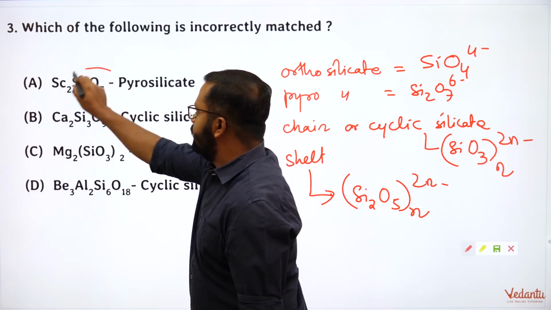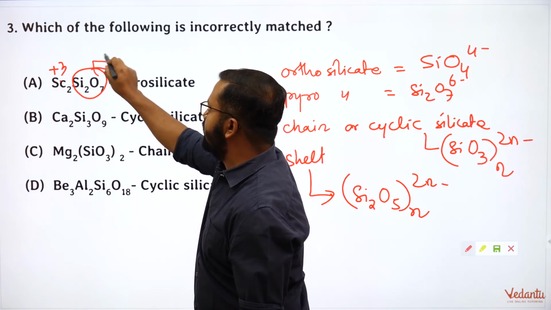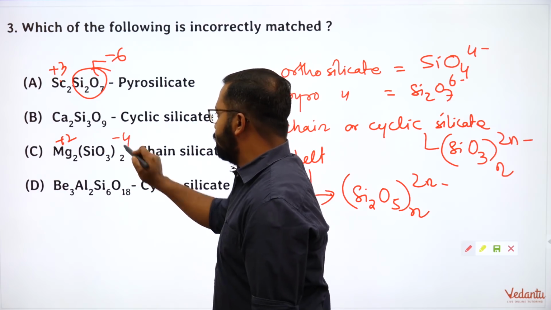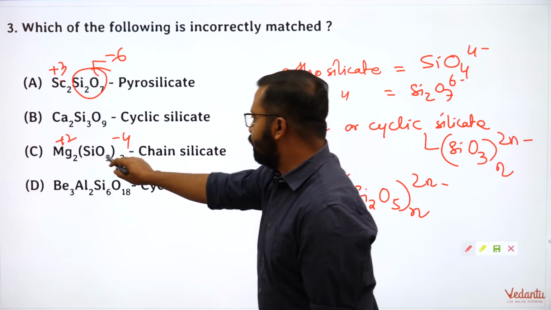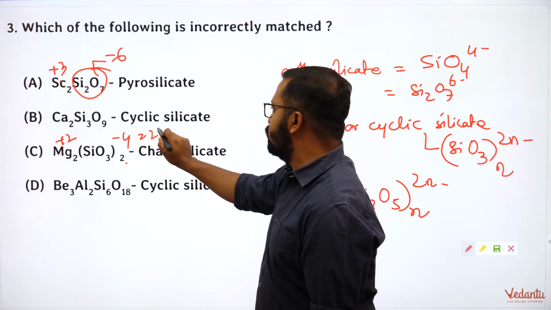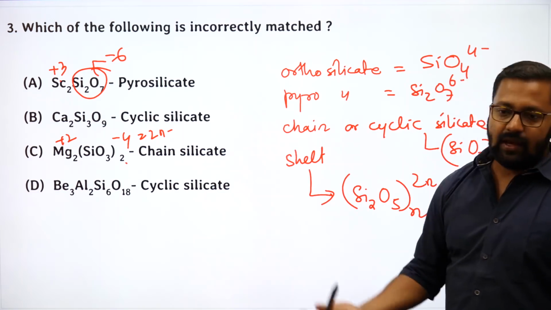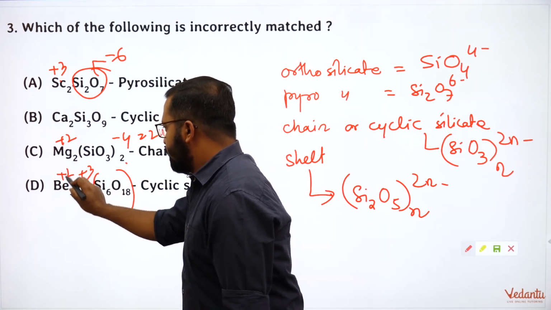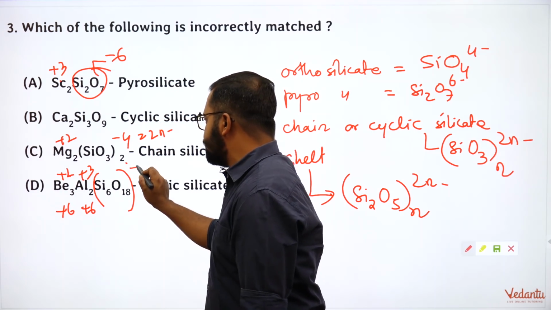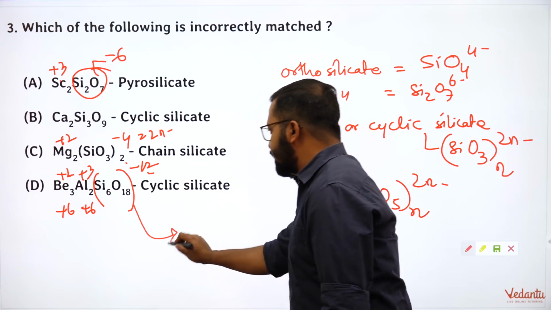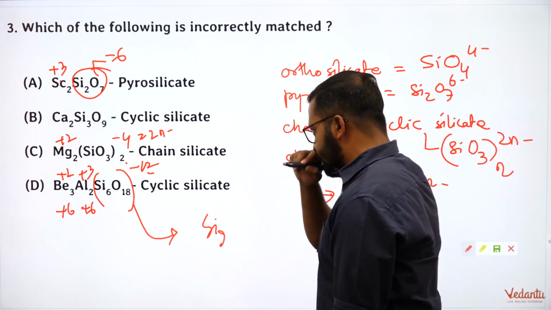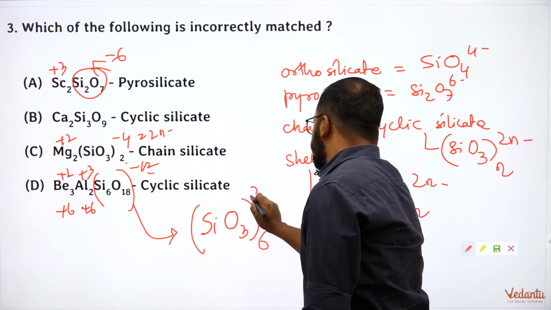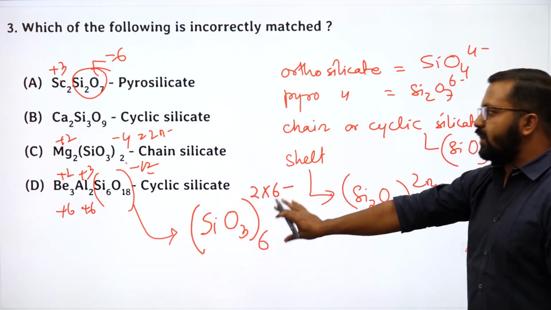So pyro, Si2O7. Sc has +3 oxidation, so this has a total negative charge of -6. If I take this, magnesium is +2, so this total charge is -4. SiO4 4 minus can be written as 2n minus kind of a form, where n is equal to 2. This whole unit, beryllium will carry a charge of +2, +3, +6, +12, so this will be -12. So I can write this whole unit as SiO3 6, 2 times 6 minus. So this also is a cyclic silicate.